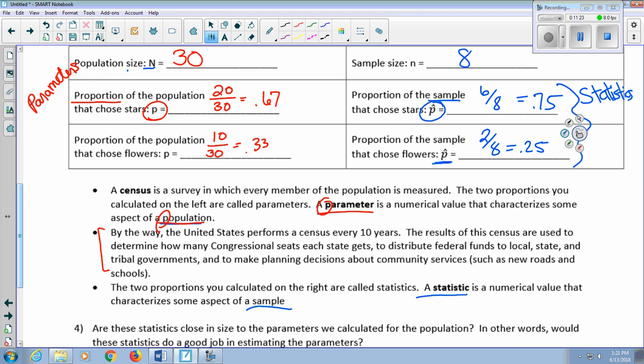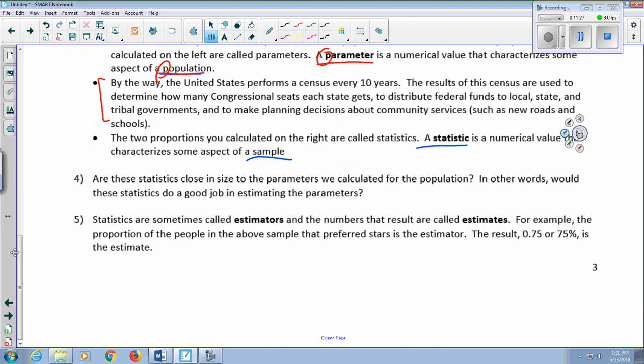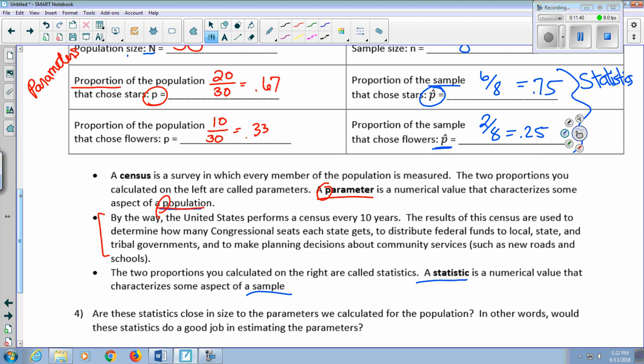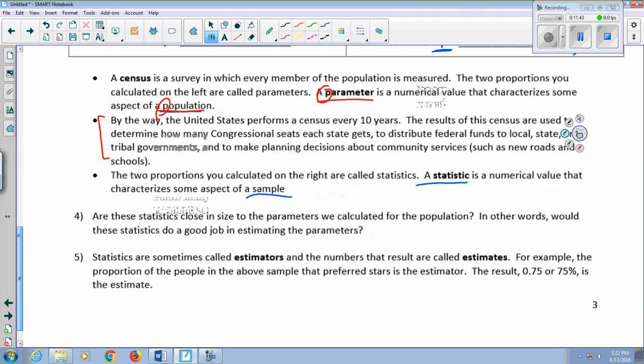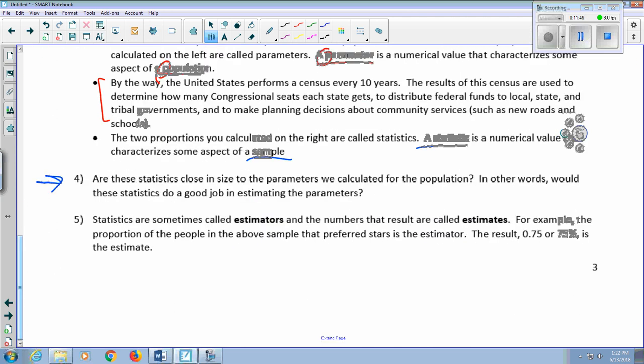Okay, so number 4, are these statistics close in size to parameters we calculated for the population? In other words, would these statistics do a good job estimating the parameters? So in our example, they're not too far off, but this is, of course, one of the main questions we'll want to be asking. Statistics are sometimes called estimators, and the numbers that result are the estimates. So for example, the proportion of people in the above sample that prefer stars is called our estimator, and the result, 75%, is the estimate of the people who prefer stars.